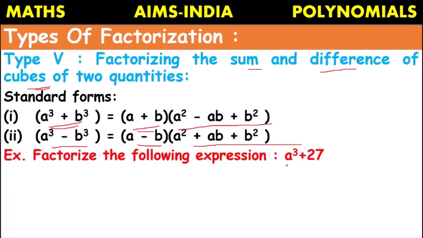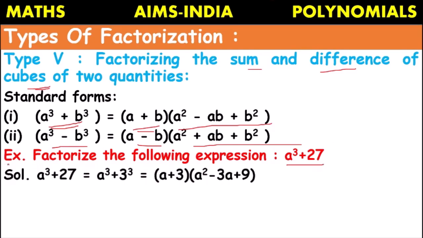Suppose I have a cube plus 27. How can I write it? I'll write it as a cube plus 3 cube in the standard form. After writing in standard form, with the help of the formula, directly I can write it as a plus 3, one factor as a plus 3, the other factor as a square minus 3a plus 9.